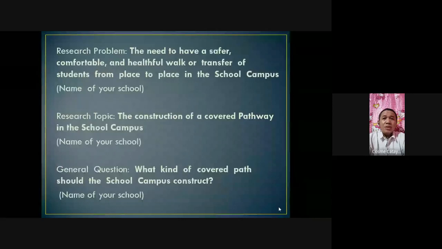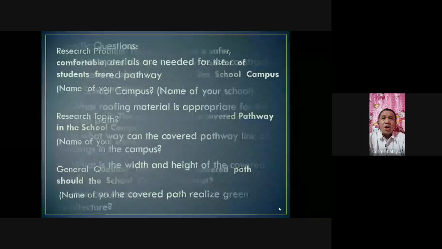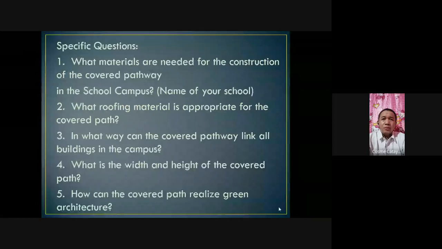Then the general question, what kind of covered path should the school campus construct? Again, you have to indicate the name of school. We have the following specific questions. Number 1, what materials are needed for the construction of the covered pathway in the school campus? Number 2, what roofing material is appropriate for the covered path? Number 3, in what way will the covered pathway link all buildings in the campus?